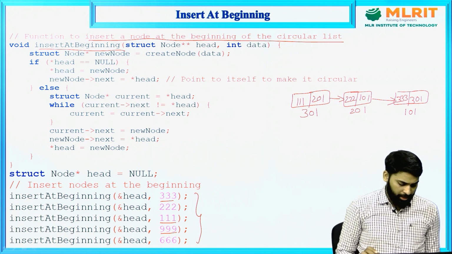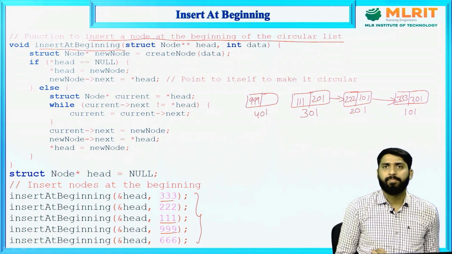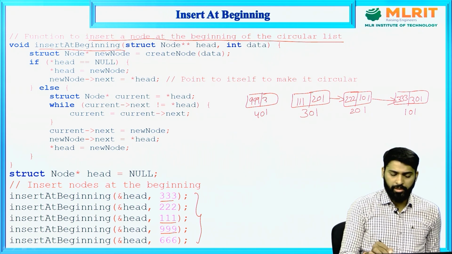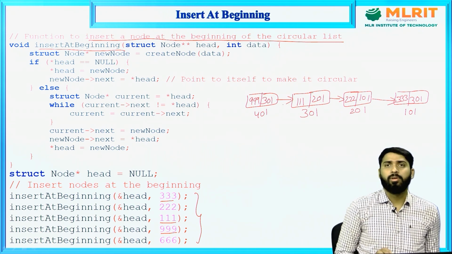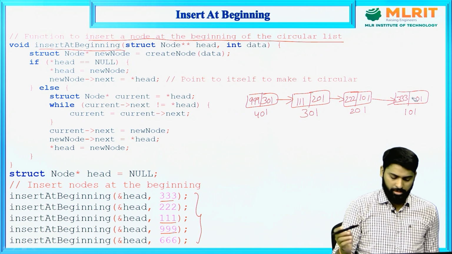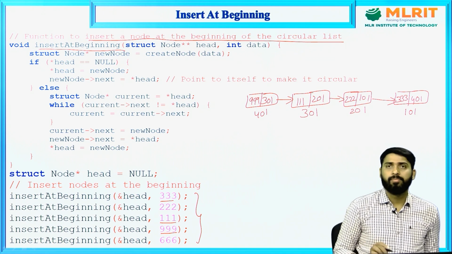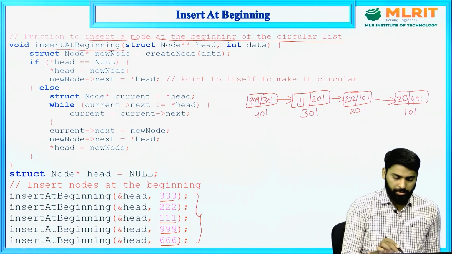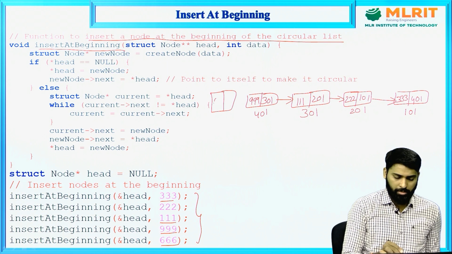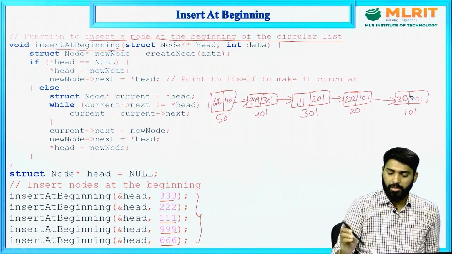Again, I call insert at beginning 999. This is the data. Let us assume the address is 401. Now I am going to modify here 301, the address of the next node, and the last node's next is the first node address, that is 401. Again I call 666. Another node is created, 666. The address of the next node is 401. Let us assume this is 501. So 501 is updated in the last node.